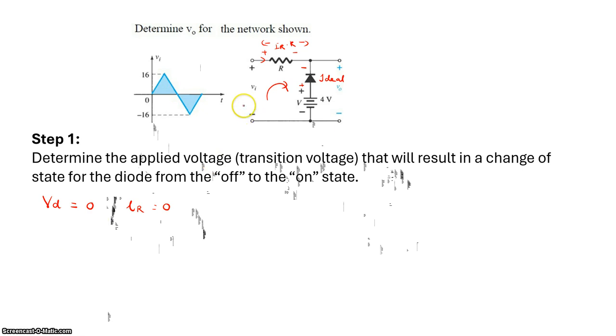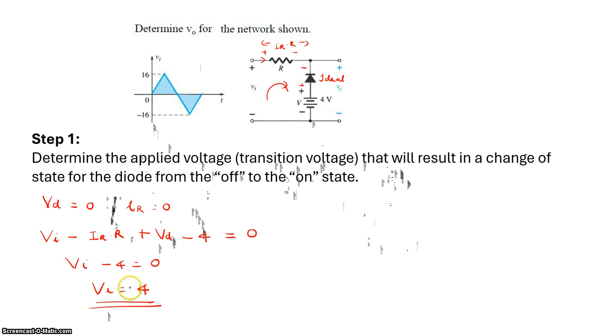Now look at this, I'll apply KVL. Minus to plus, plus VI. Plus to minus, minus IR multiplied by R, that is the voltage drop across the resistor. Minus to plus, plus VD. Plus to minus, minus 4 volt should be equal to 0. IR is equal to 0, and VD is also equal to 0. So VI minus 4 equals 0, or your VI should be equal to 4. This is the changing input voltage at which the diode state changes.